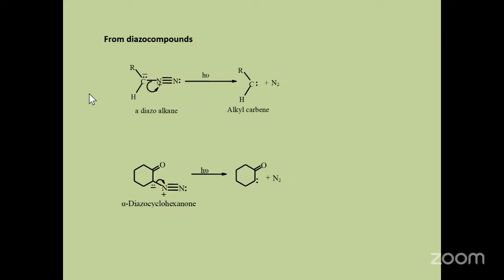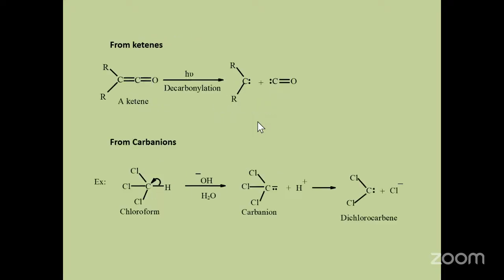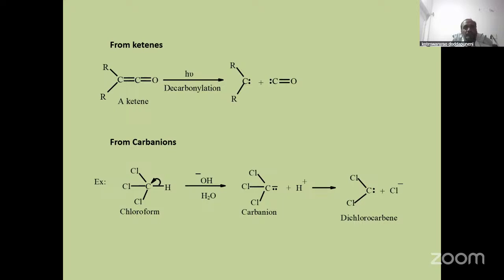Next, from ketenes. This is a ketene, C double bond C double bond O. It is actually an intermediate. This intermediate undergoes decarbonylation, CO removal from that molecule. That means a pi bond and sigma bond of the C-C bond undergo homolytic cleavage, which leads to the formation of this carbene and carbon monoxide.